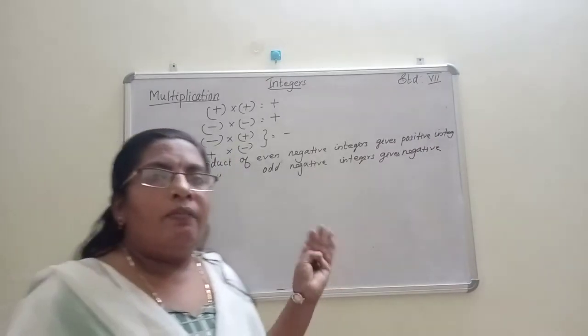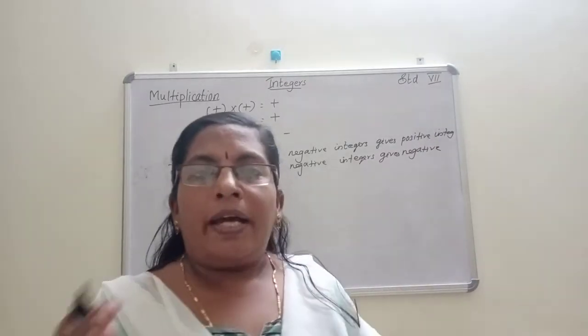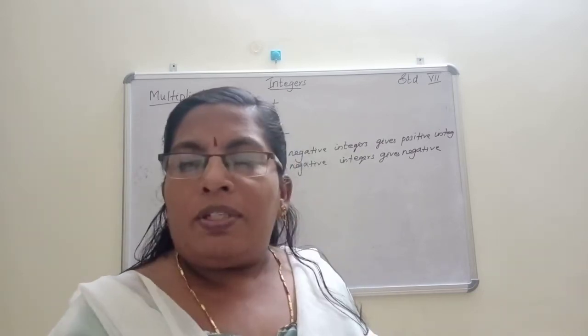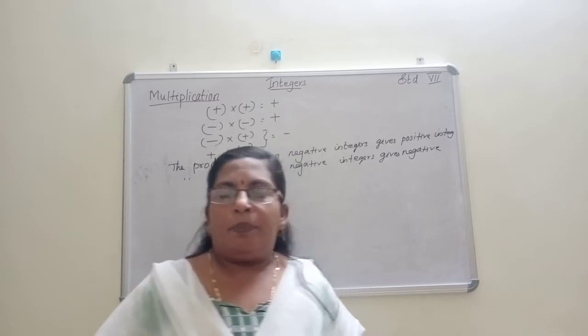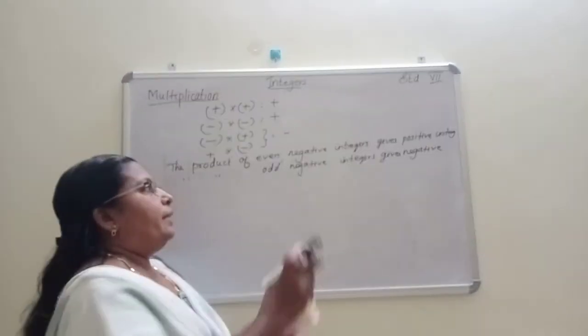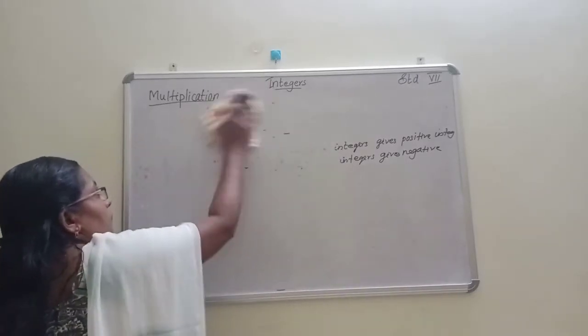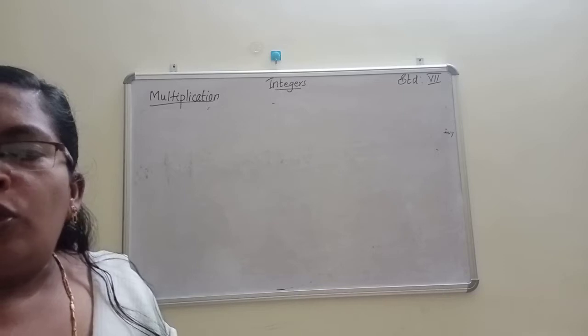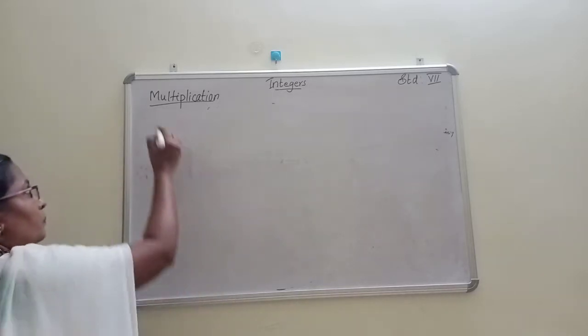Using this we can go through the multiplication. Here we first studied the properties of multiplication. Now we are going to study the properties of multiplication. First one is closure property.